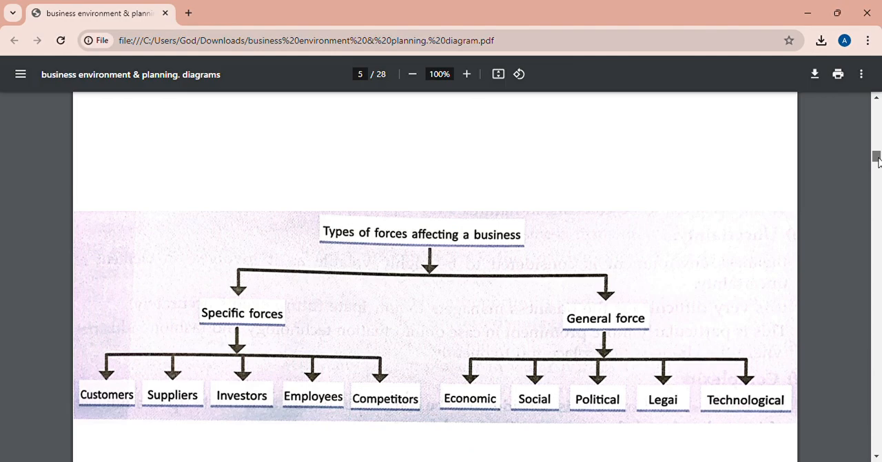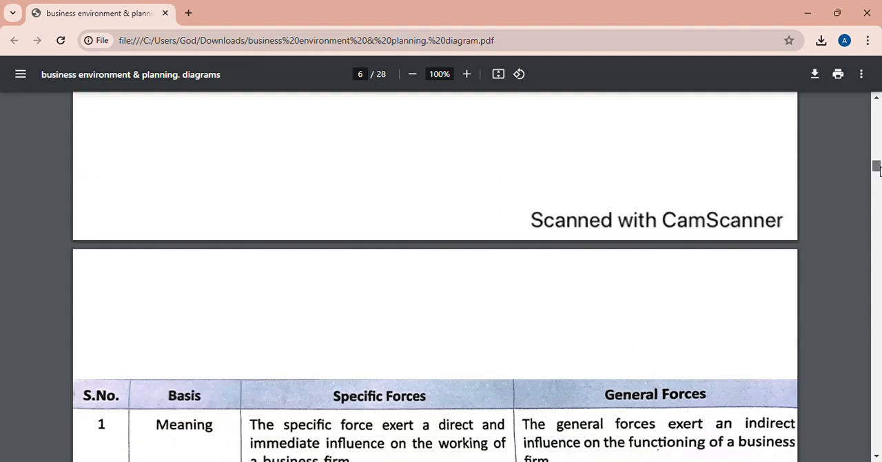Specific is where you have customers, suppliers, investors, employees, competitors. They contribute towards the internal environmental factors, and the general forces are the macro environmental factors, which are economic, social, political, legal, and technological. Specific forces are also called micro environmental factors, and general forces are also called macro environmental factors.